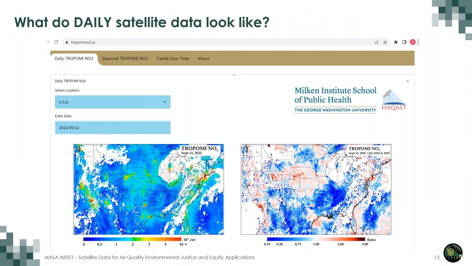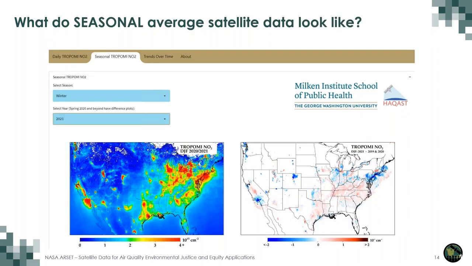So what do daily satellite data look like? Well, Dan Goldberg also created this website, tropomeno2.us, which you can go to right now if you'd like, and you can get an updated map of TROPOMI NO2 observations on any day across the United States. So this is just one day in 2022. And you see quite a bit of noise here when we look at one day of TROPOMI data. There's also a lot of white areas, and that's where there are clouds that the satellite can't see through. When we start to average over multiple days, this is a seasonal average, we start to get a much more continuous, less noisy, and more stable estimate of NO2 concentrations and where they're high. And we can use that continuous surface to study air pollution injustice.